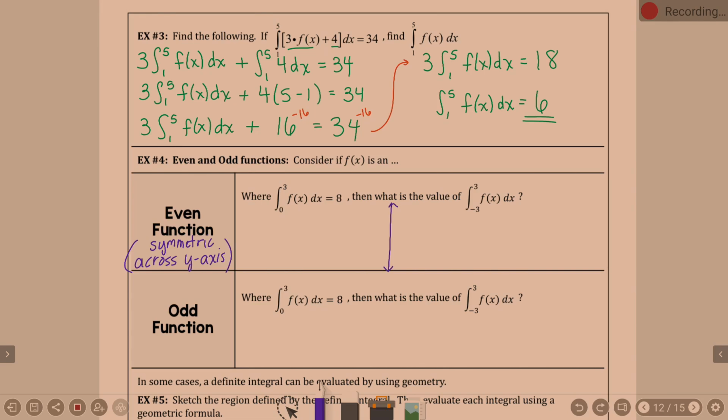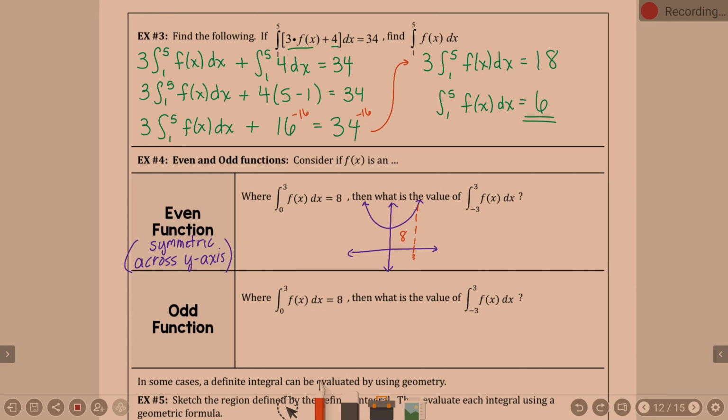So here's what, when we talk about the integral from 0 to 3 equaling 8, I am drawing a random graph here. I drew a parabola. Parabola is even, yes? Now, when we start talking about the integral from 0 to 3, that means we're talking about the area under the graph between 0 and 3. Yes? And so what we're saying there is that the integral from 0 to 3 is equal to 8.